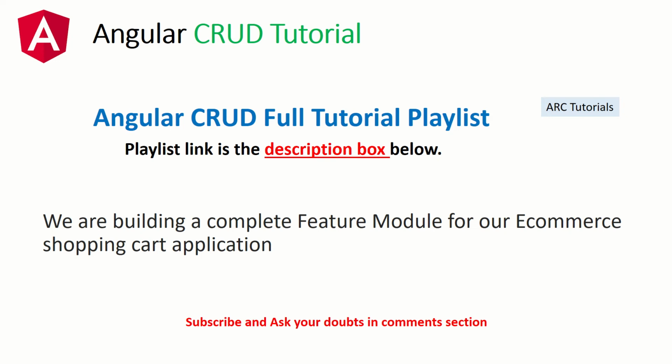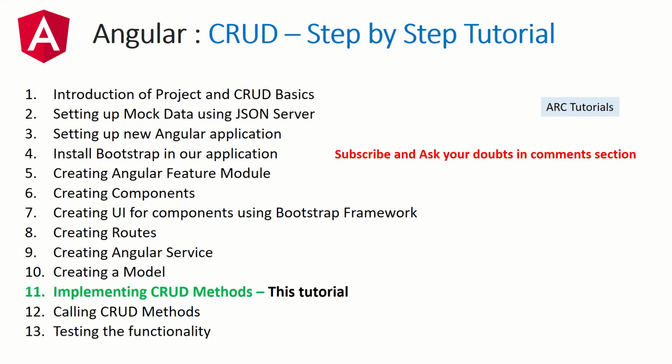Just a recap, we are trying to build a product feature module for our e-commerce shopping cart application. So we'll learn how to build it from scratch. All right, so we have seen and covered a lot of ground. We have set up the project. We have installed a brand new Angular application. We installed Bootstrap for designing our website. We have created a feature module, lazy loading module. We have created components. We have set up routes. We have created service, and we have created a model in the previous episode.